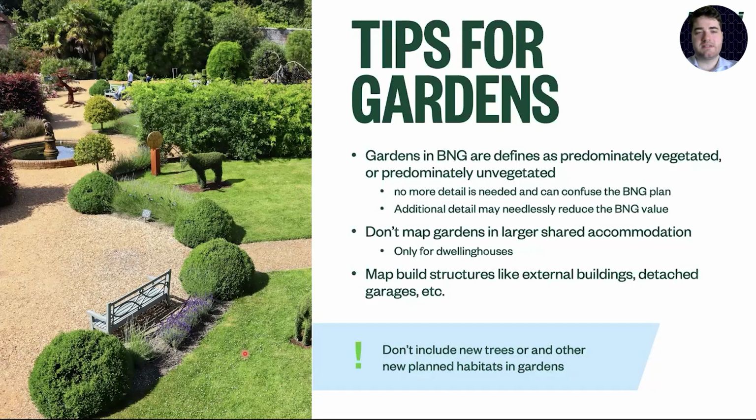We only care about gardens in dwelling houses, which is a defined term which you can look up. But in larger shared accommodation, where say there's a building with 10 units in it, or a care home, or something like that, those don't have gardens. They have the other defined habitats. The garden habitat types will not exist in those areas because the garden habitats are only for those private residences. But yeah, we do want to map within that any external built structures, like any external buildings or detached garages. We do want to include those as their own features in there. We don't want to merge all of that into the garden.